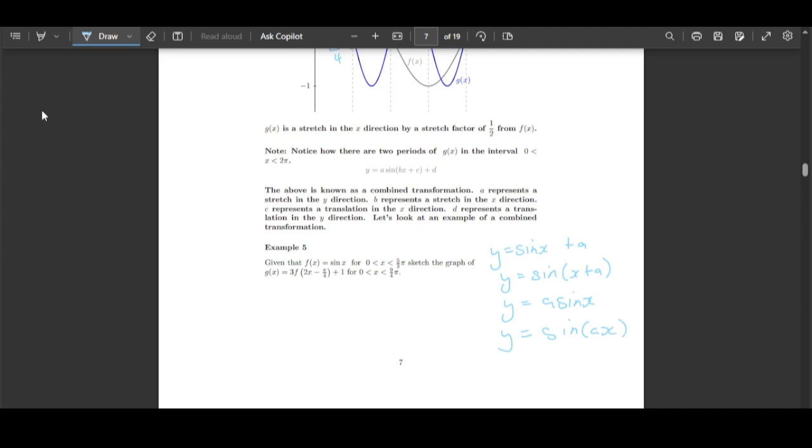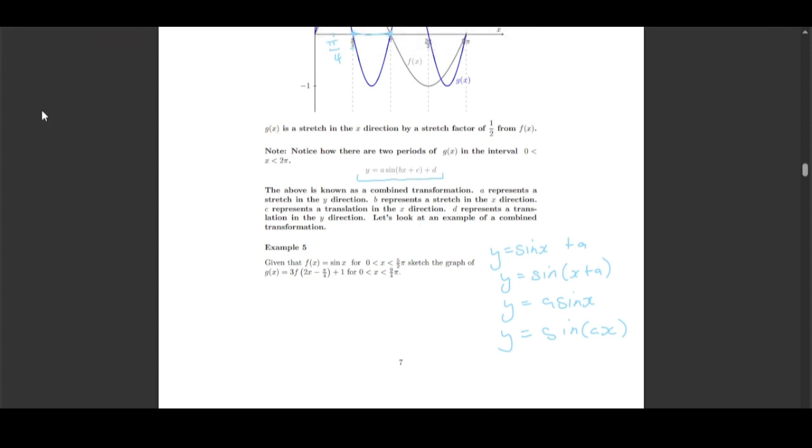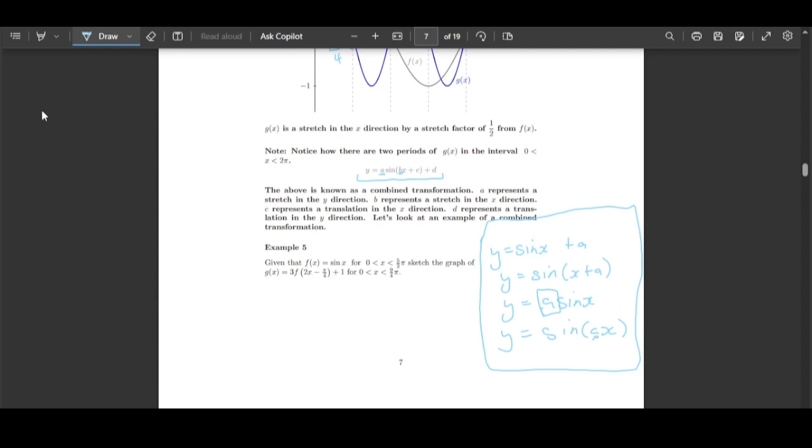Now we can also combine all of these transformations into one big combined transformation. So that's what we have here. We've got y equals a sine of bx plus c, plus d. If you follow the principles above, this a over here is a stretch in the y direction. This b over here is a stretch in the x direction. This c over here is a translation in the x direction, and this d over here is a translation in the y direction.